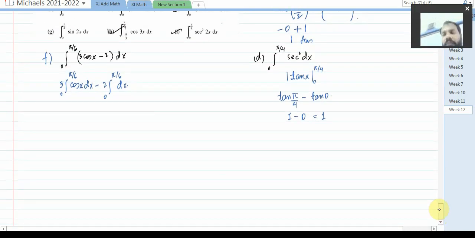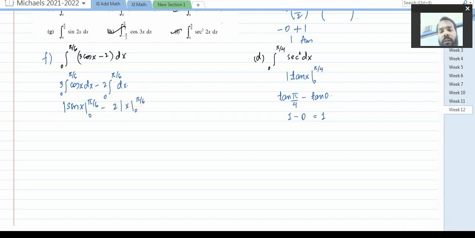So now when you integrate cos x, that will be equal to sine x, and we have the limits from 0 to pi over 6, minus 2. The integral of dx, or you can say 1 times dx, is equal to x, and the limits we have are 0 to pi over 6.